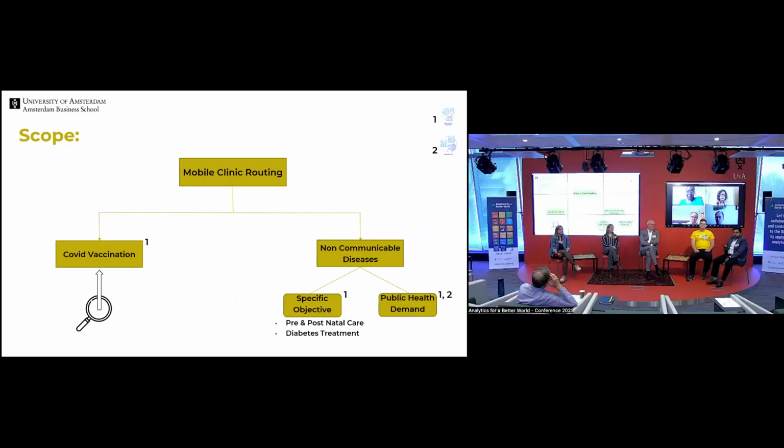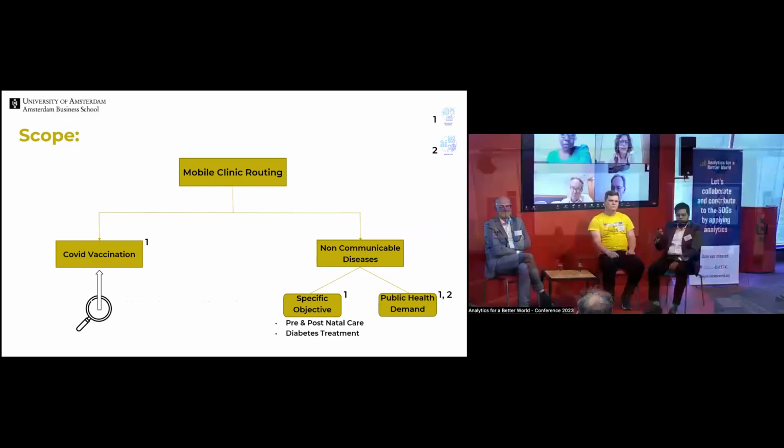Thank you, Kitawa. From where Kitawa left off, the aim of this project, when I started talking to them, is to come up with a routing for the mobile clinic: in which order to visit specific sub-counties and how to vaccinate there. But since COVID is hopefully going away, they want to extend the scope of this project, not just to COVID vaccination, but also to other non-communicable diseases, maybe diabetes treatment or pre and postnatal care, and maybe even generic public health care.